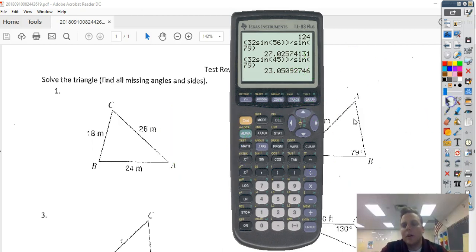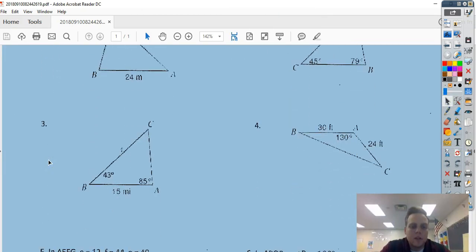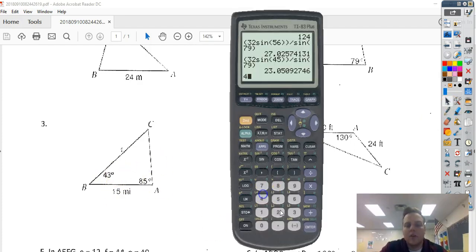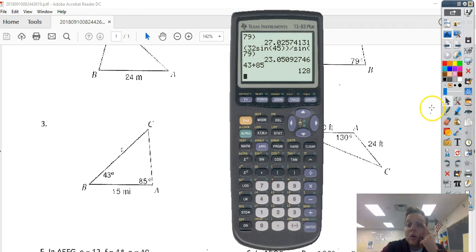All right, moving on to problem number 3. All right, there's a weird little hiccup here. Just ignore it. It means nothing. Okay? All right, so first off, I notice I have two angles, and I know, oh, hey, I can find the third real fast by doing 43 plus 85 and saying 180 minus 128, which is 52. So I know angle C is 52.